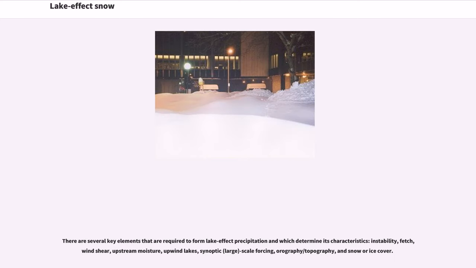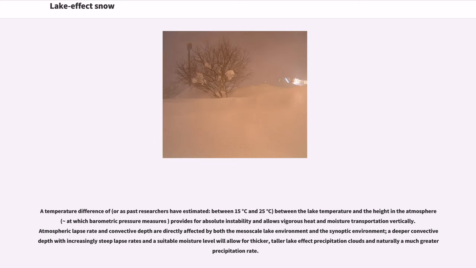There are several key elements that are required to form lake effect precipitation and which determine its characteristics: instability, fetch, wind shear, upstream moisture, upwind lakes, synoptic scale forcing, orography/topography, and snow or ice cover. A temperature difference between the lake temperature and the height in the atmosphere provides for absolute instability and allows vigorous heat and moisture transportation vertically.